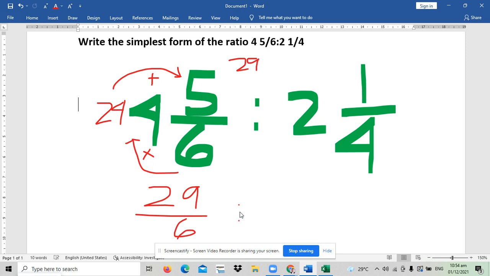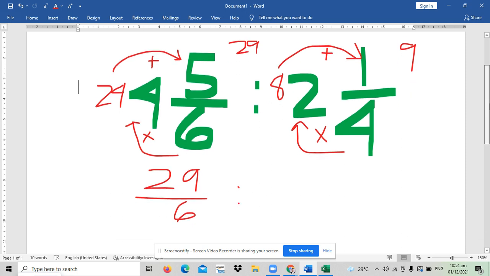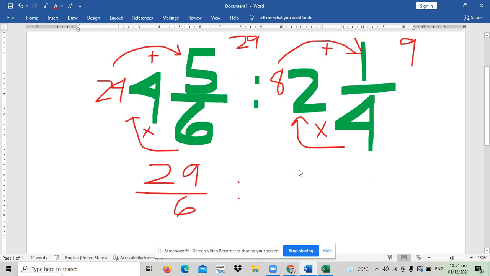On the other side, you will do the same as well. You multiply 4 and 2. The result is 8. And then you add 8 to the numerator 1. And the result is 9. And so the improper fraction form of that mixed fraction is 9 over 4.